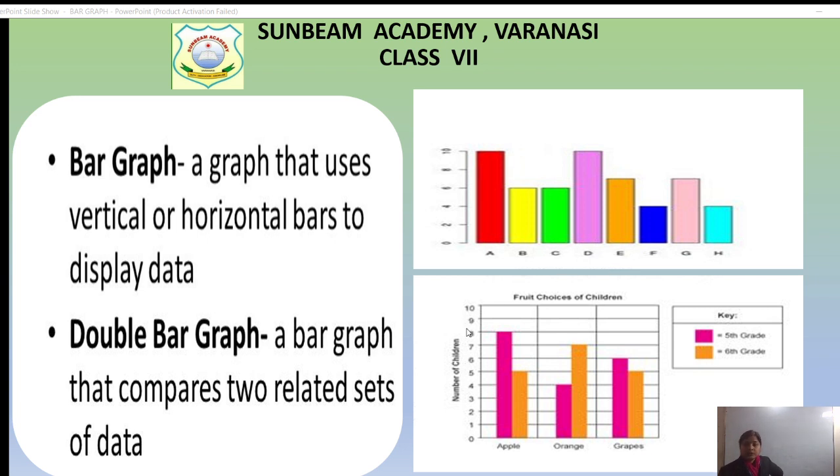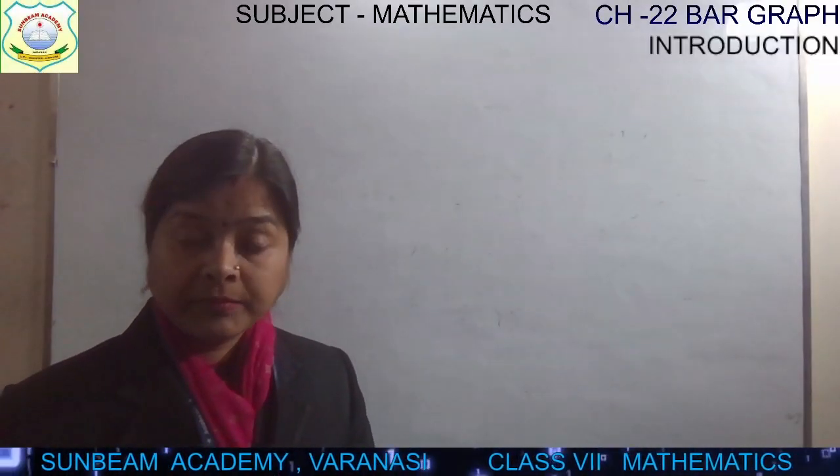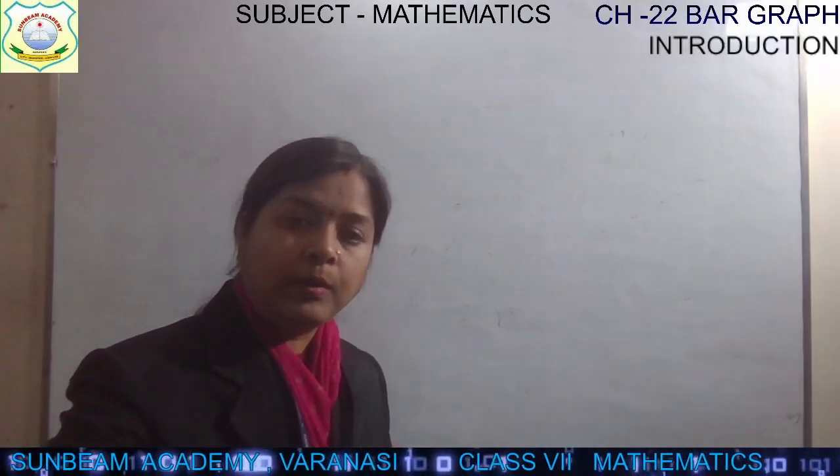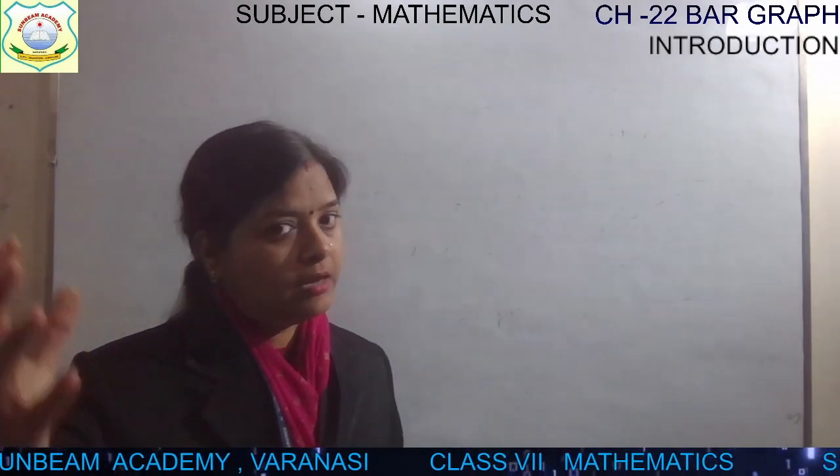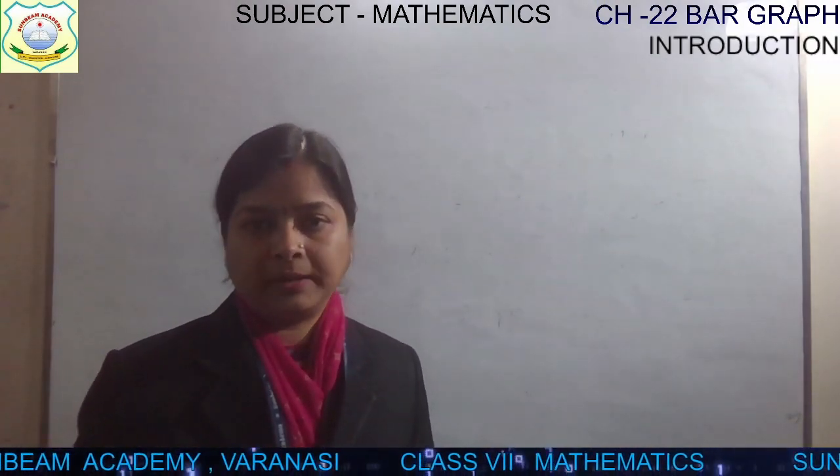So, the number of children who like apples: in 5th grade or 6th grade, who likes them more? So 5th grade. Oranges: in oranges, 5th grade likes less, isn't it? And the grapes, again 5th grade likes most. So in this way we can analyze numeric data. We can plot it on a graph and analyze it very quickly.